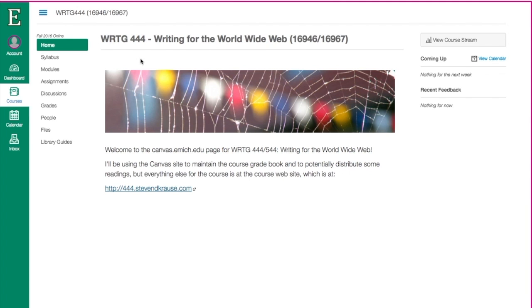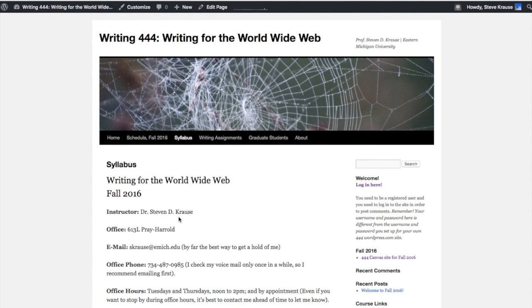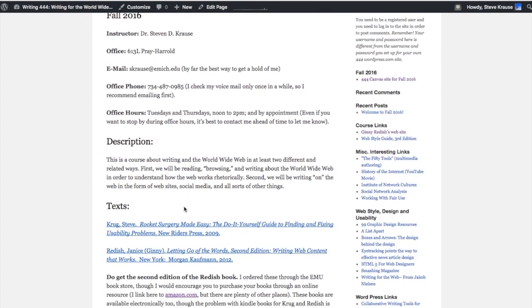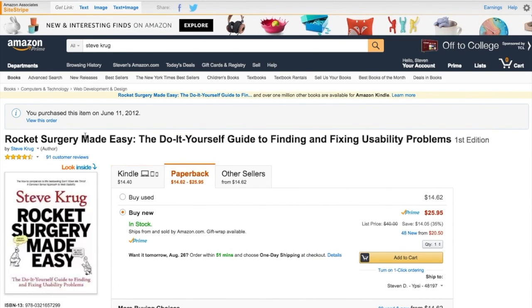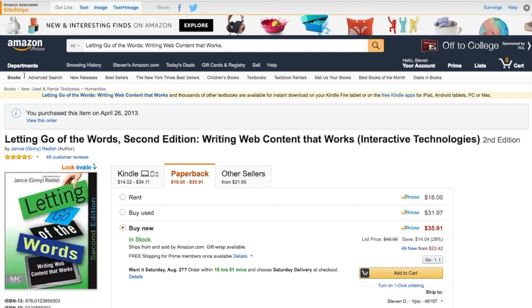You might have started the class with a view like this on Canvas, but as you'll quickly learn, pretty much the whole class is going to take place on this site here, 444.stephendkrause.com. If you look at the syllabus, this takes you through some of the basic information, office hours, when I'm around, things like that. These are the two books that you need to get: the Steve Krug book, Rocket Surgery Made Easy, and the Janice Redish book, Letting Go of the Words. Be sure to get the second edition of this book because I do think that it makes a difference.